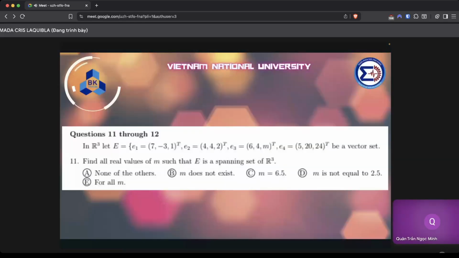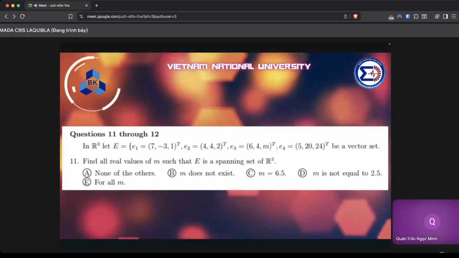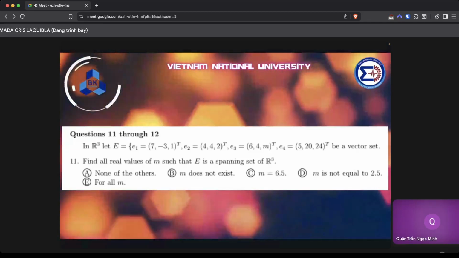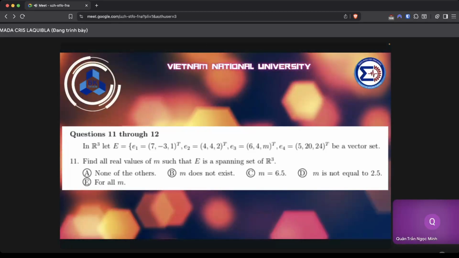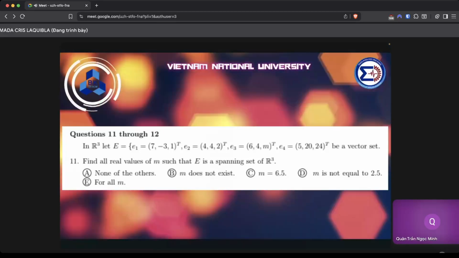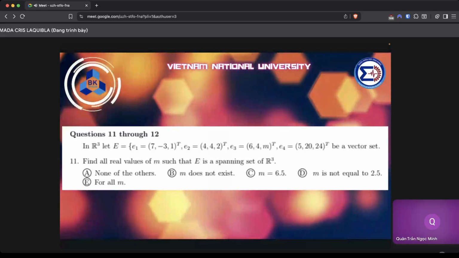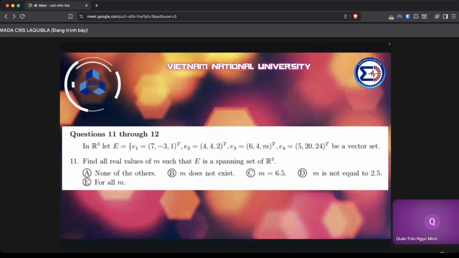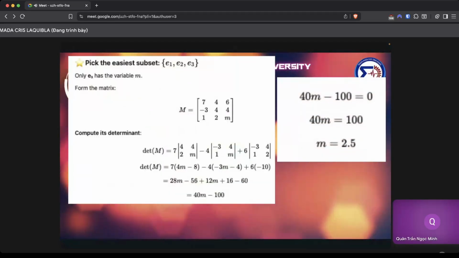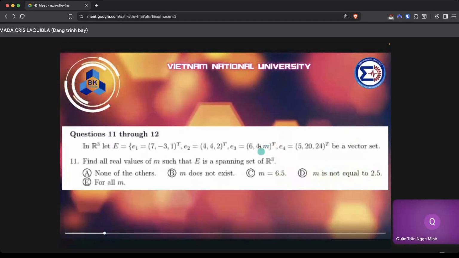Next, we have numbers 11 and 12. Okay, for number 11, find all values of m such that E is a spanning set of R3. We have an example for this one in our previous samples, the previous one, part one. You have something like this there. What to do is we just pick E1, E2, E3 there, because E3 has a variable m, and we have to solve for that m.